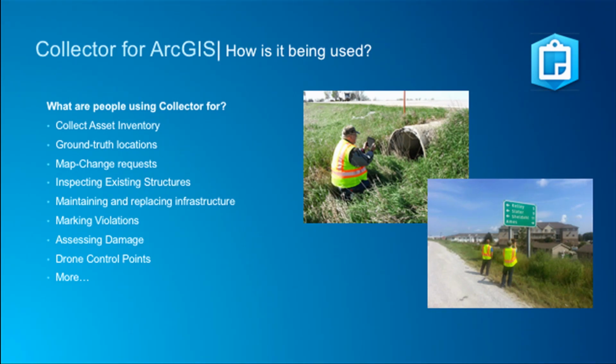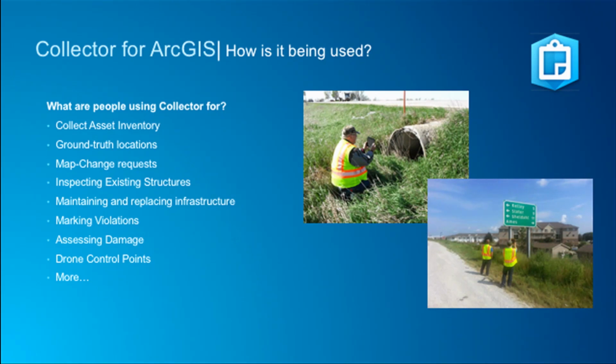We added support about 2 years ago for relationship classes inside of the geodatabase, so that then you could start to use Collector to do inspection workflows and maintenance-based workflows, like the gentleman that's inspecting the culvert. So we've seen a lot of workflows where customers are using Collector not to capture new data, but to do inspection reports where they're updating information that's related to an asset.